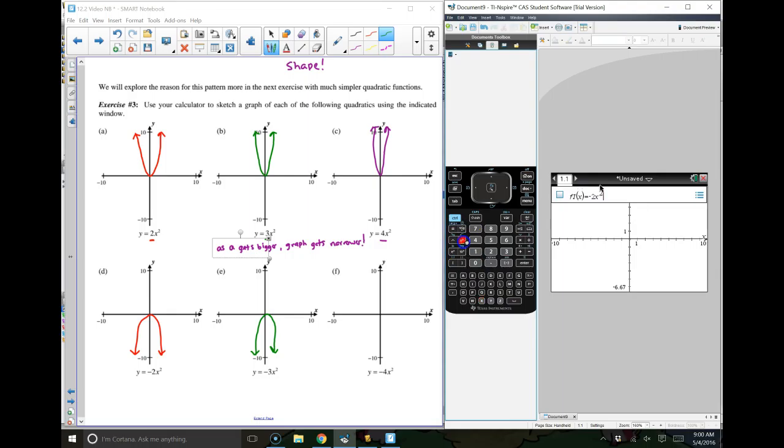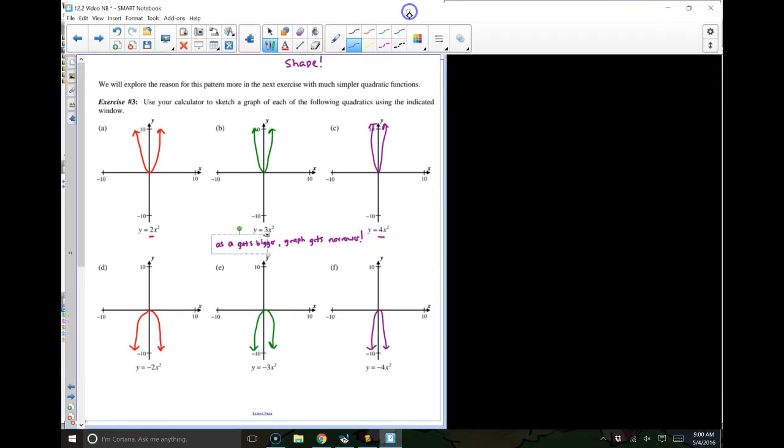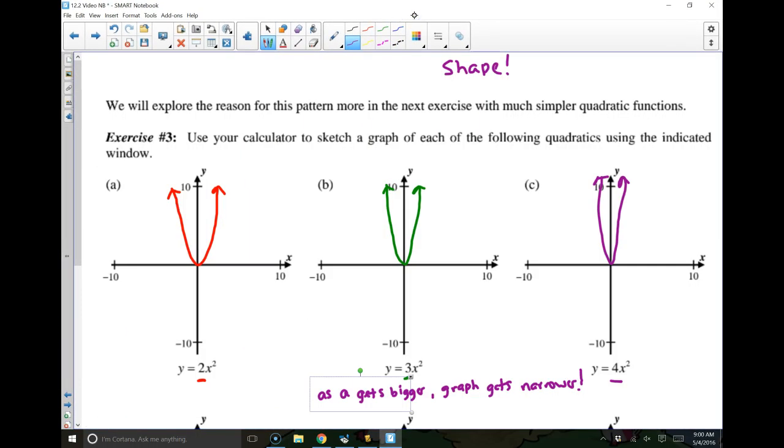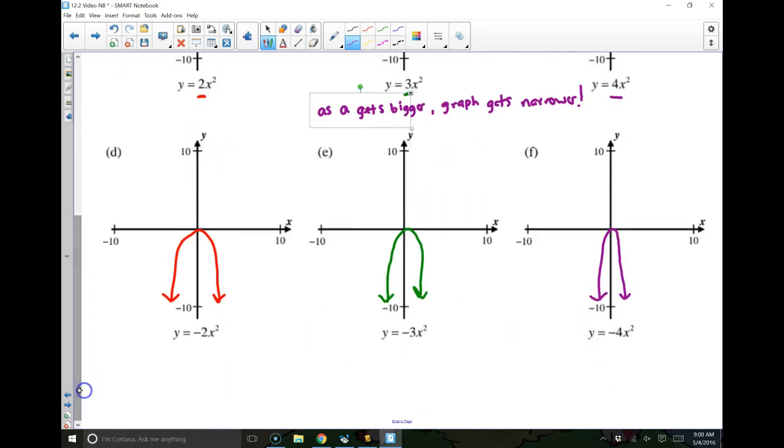So negative 2x squared was our first one. Then we had negative 3x squared. And now our last one is negative 4x squared. Sorry about that. See how it's just getting skinnier and skinnier? Same shape going concave down, but it's just getting skinny. So this is a really important lesson to think about when you're thinking about what A means in terms of the standard formula. Okay? As A gets bigger, the graph gets narrower.